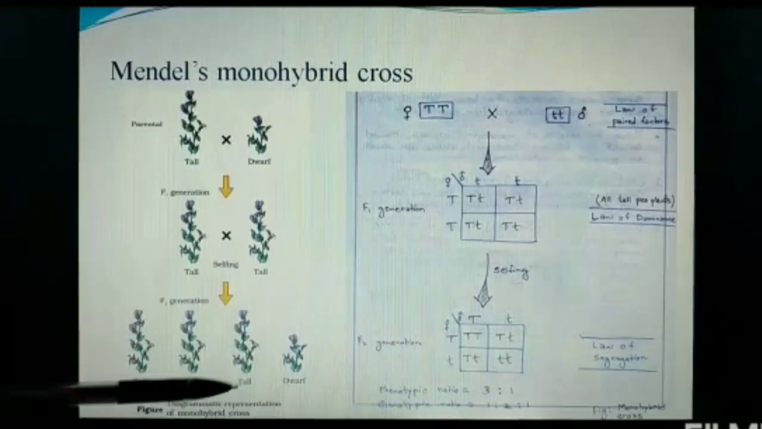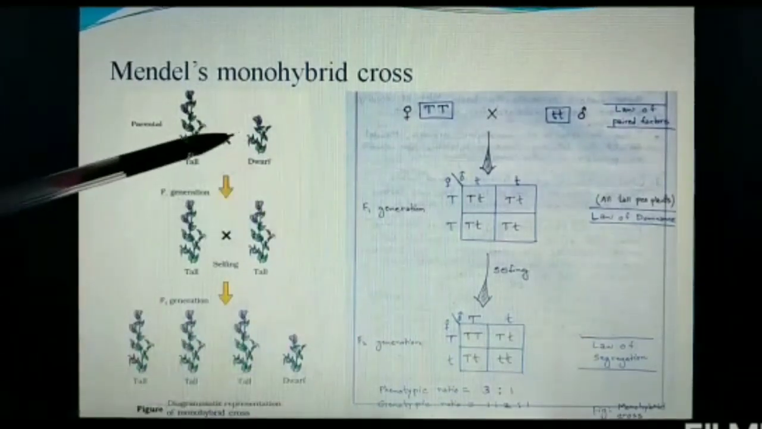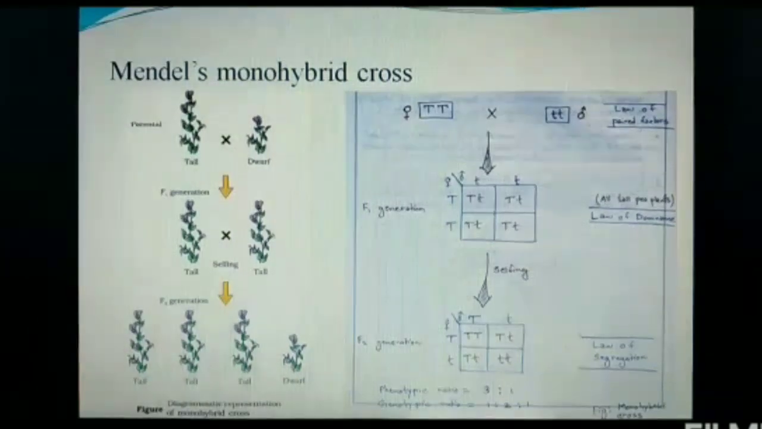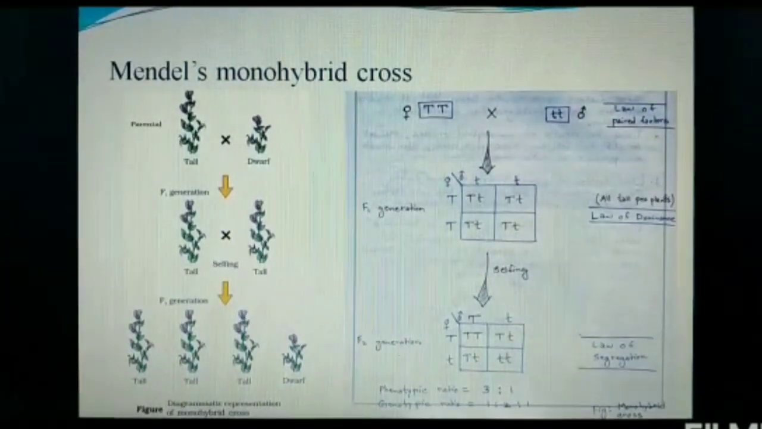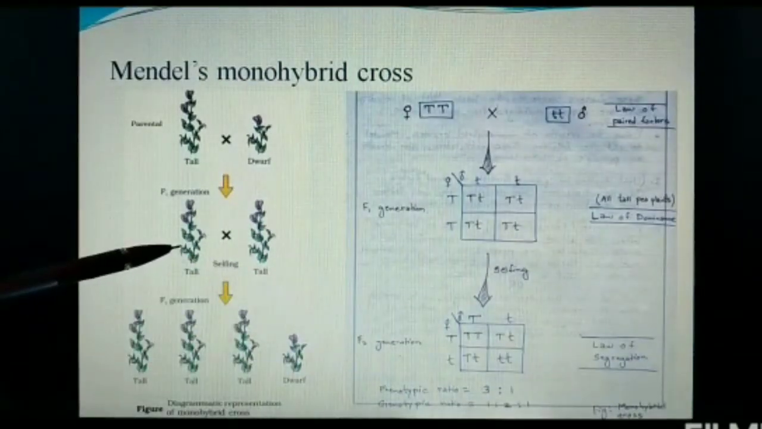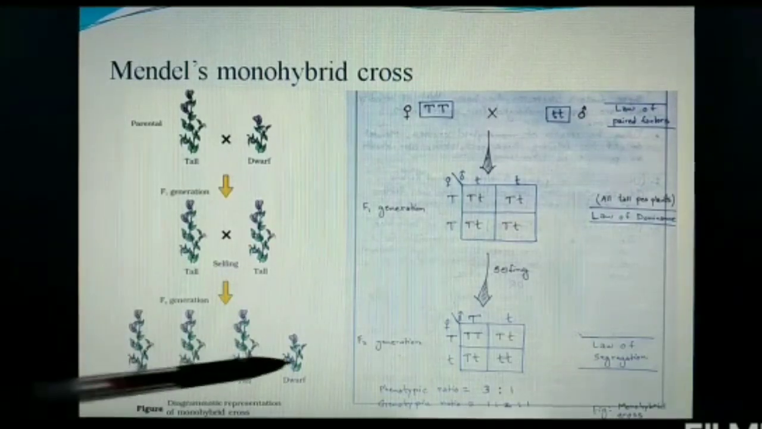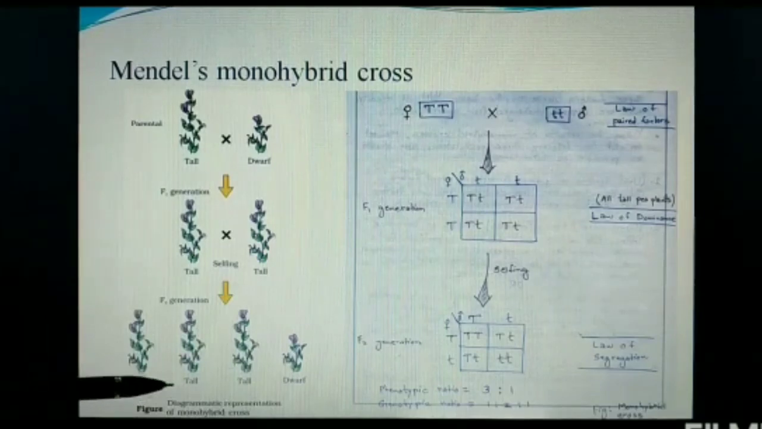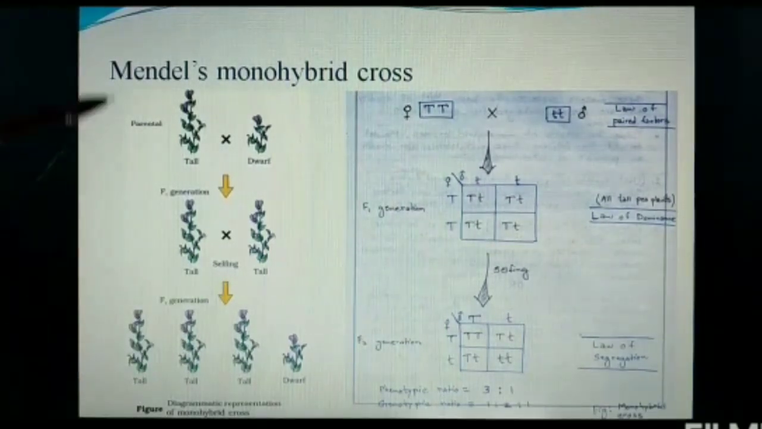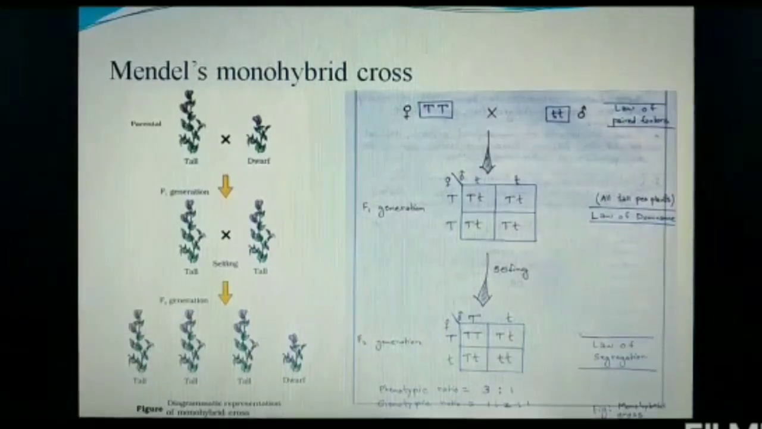Now, in the F2 generation, he got the dwarf parental trait. So, he thought that this dwarf trait was not lost in the F1 generation. It was masked or suppressed in the F1 generation, but in the F2 generation, it reappeared. That is why he concluded that certain factors are transmitted from generation to generation.